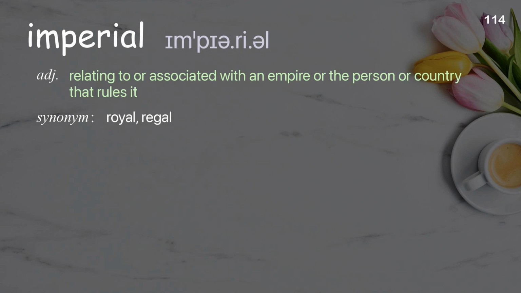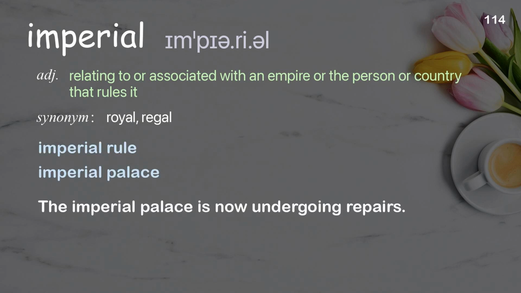Imperial: Relating to or associated with an empire or the person or country that rules it. Examples: Imperial rule. Imperial palace. The imperial palace is now undergoing repairs.